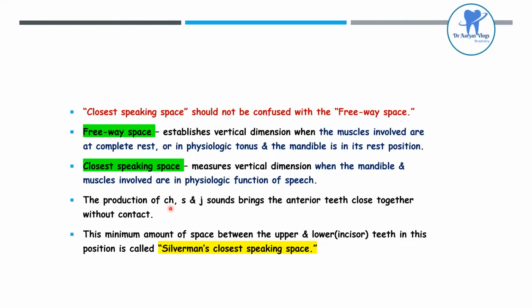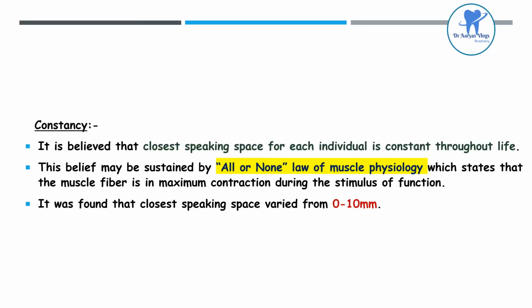And the production of CH, S, J sounds brings the anterior teeth close together without contact. And this minimum amount of space between the upper and lower teeth in this position is called Silverman's closest speaking space. Okay. It is believed that the closest speaking space for each individual is constant throughout life. And this belief may be sustained by the all or none law of muscle physiology, which states that the muscle fiber is in maximum contraction during the stimulus of function. And it was found that the closest speaking space varied from 0 to 10 mm.